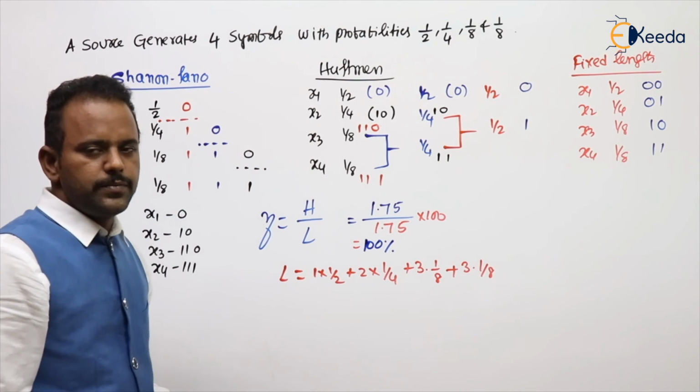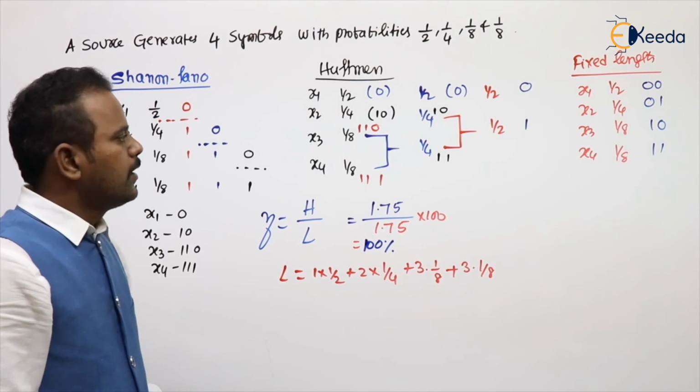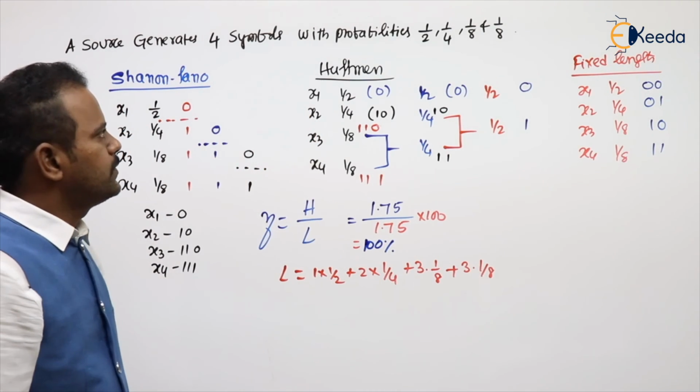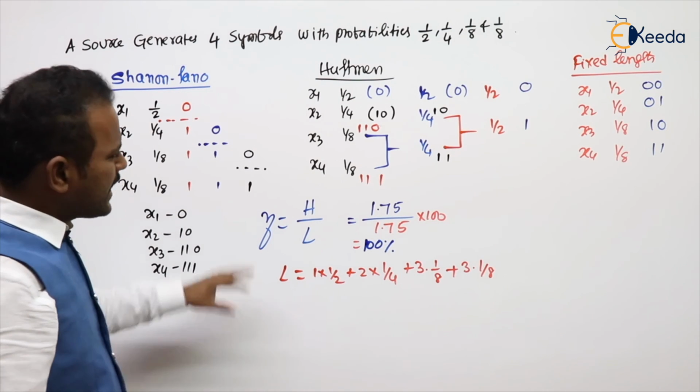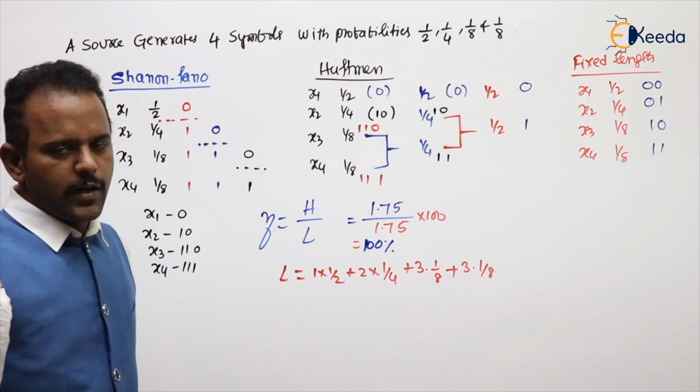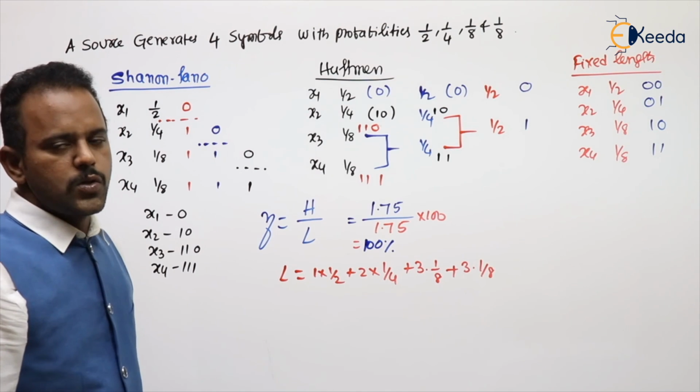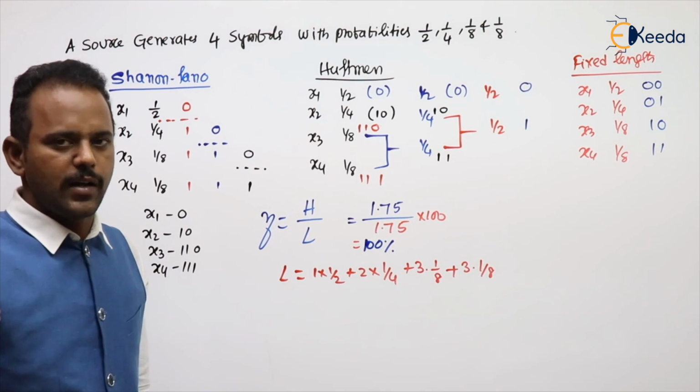Getting my point or not? So this is the way of doing Shannon-Fano and Huffman. Here I took a simple problem. Further, I will take one or two problems in each, so we'll see how slight differences come. Clear?